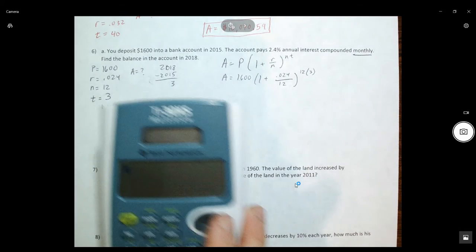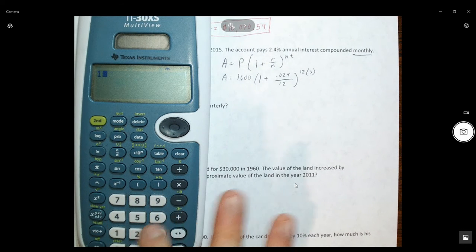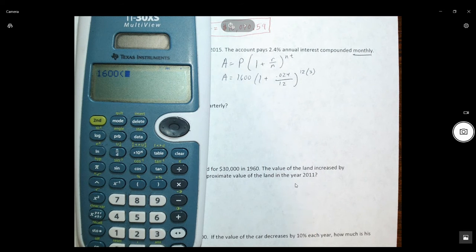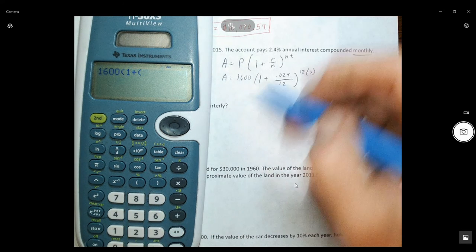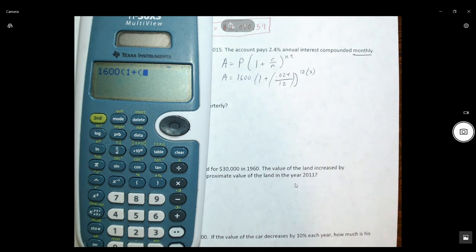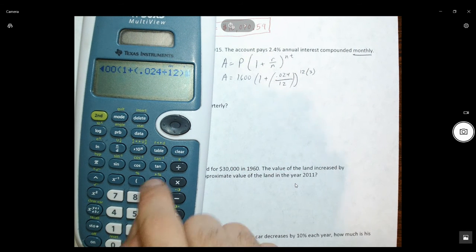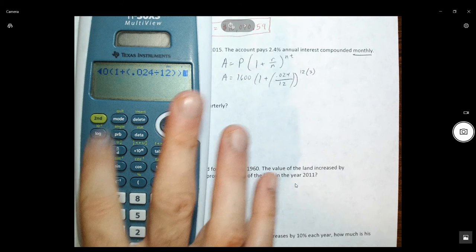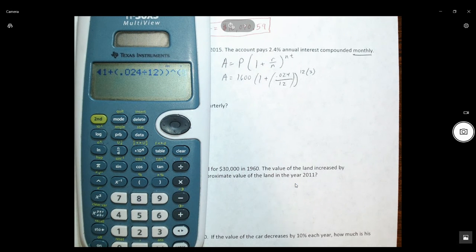Alright, you can plug all this in on your calculator at once as long as you pay attention to parentheses. So I can say 1,600 parentheses 1 plus, this is where you've got to insert another one. When you plug it in, you want to insert parentheses around that fraction. So 0.024 divided by 12. Close it out twice, and then raise it up to an exponent, which is this little up arrow. Start a new parentheses, 12 times 3.